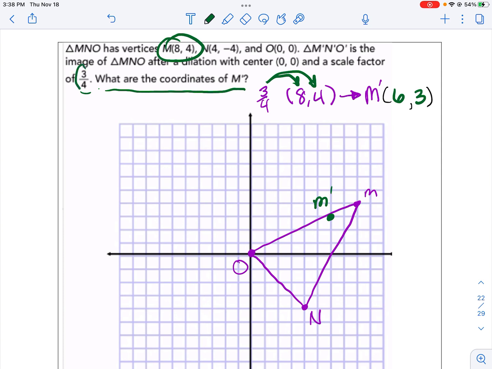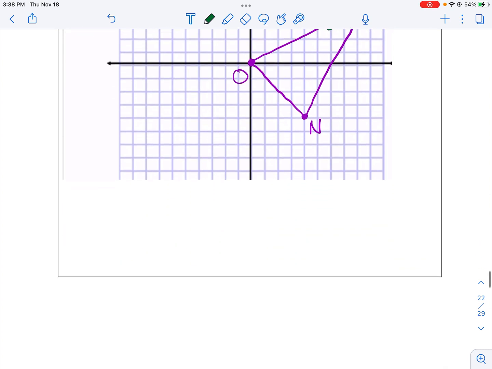Now I know 3/4 is less than 1, so if I were to do all the coordinates, I would know that it is a reduction, that my image will be smaller than my original.